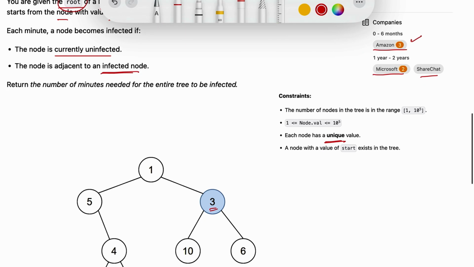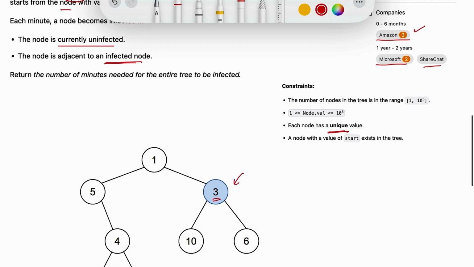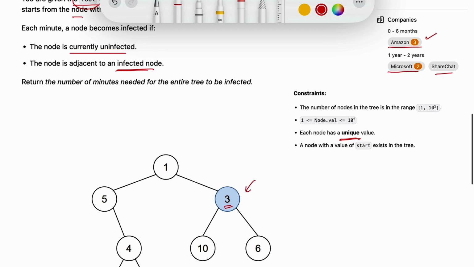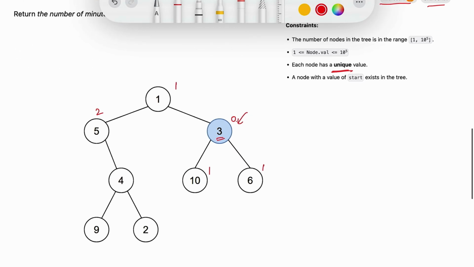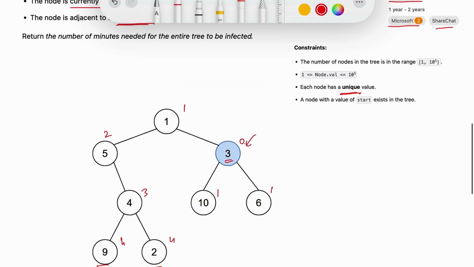It means we are going to have only one start. From that start, in every minute it is infecting its adjacent nodes. Let's say at time 0, 3 is infected. At time 1, this 1, 10, and 6 will get infected. In 2 minutes, this 5 node will get infected. In 3 minutes, this will get infected. And in 4 minutes, this 9 and 2 node will get infected.